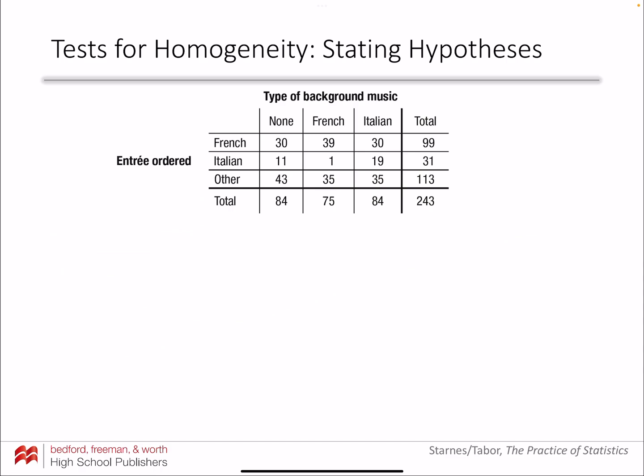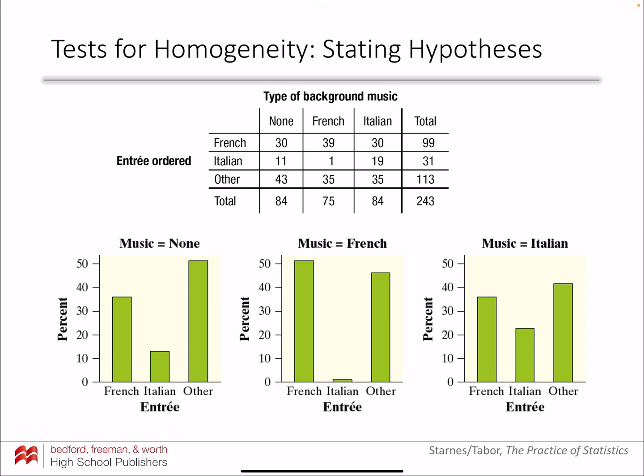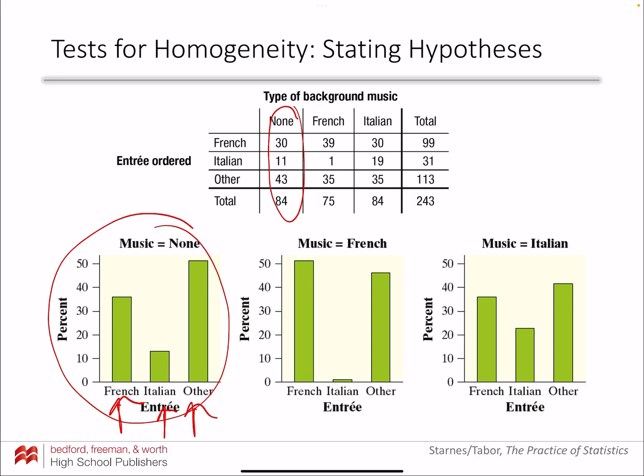So here's the data that we've collected. We have a two-way table here. We have two variables, the type of background music being played and the type of entree being ordered. These are conditional distributions. Over on the far left, for example, this is for when no music is playing. If no music is playing, 30 out of 84 people ordered a French entree. That's about 35%. 11 out of 84 ordered an Italian. 43 out of 84, which is close to 50%, ordered something different.